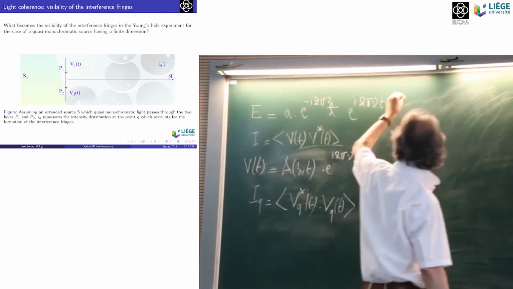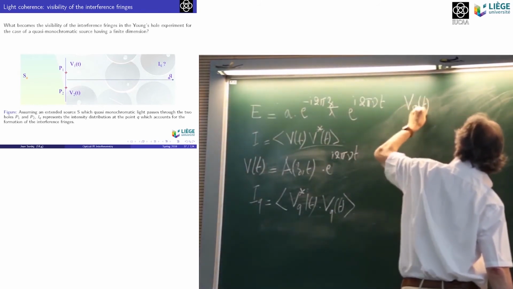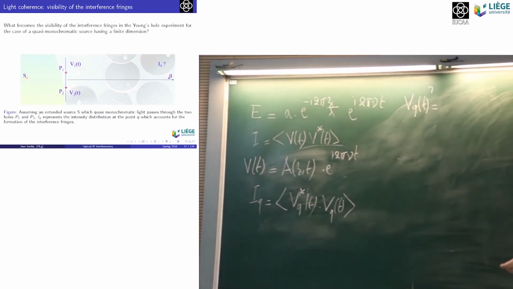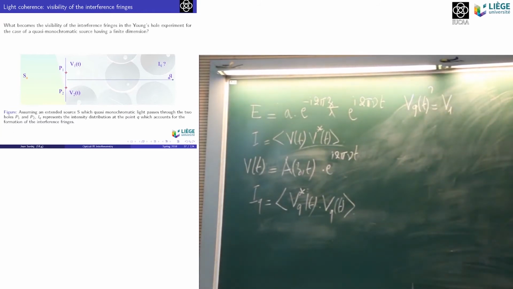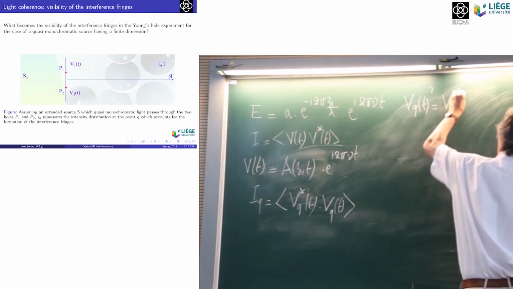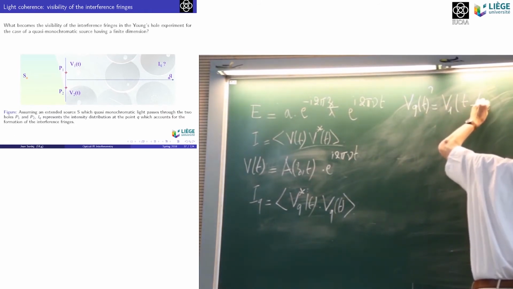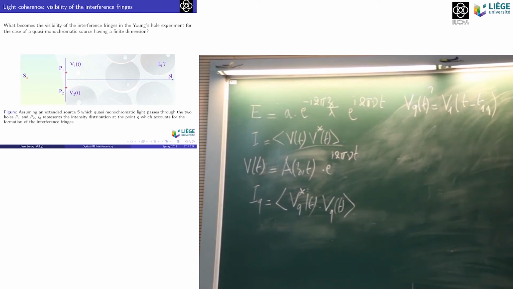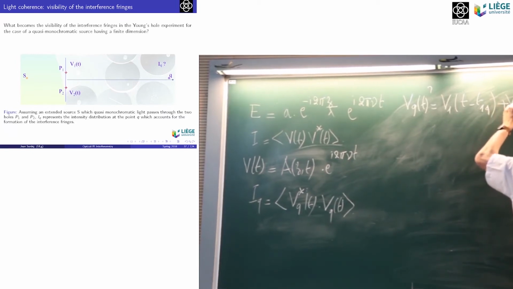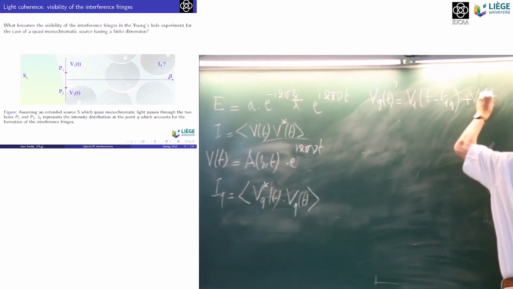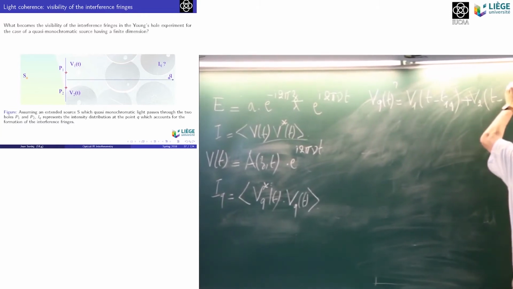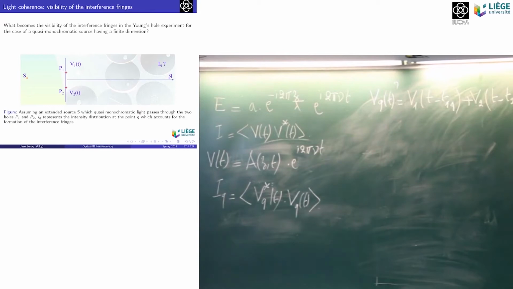Now I may wonder, what is VQ at the time t equal to? Do you agree? It will be the contribution from the first hole, number 1, but evaluated at the time t minus T1Q, where T1Q is the propagation time for the light to go from the first hole to the point Q, plus the electric field coming from the hole number 2, but corrected for the propagation time, T2Q.